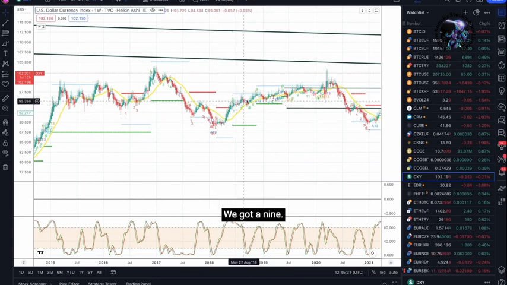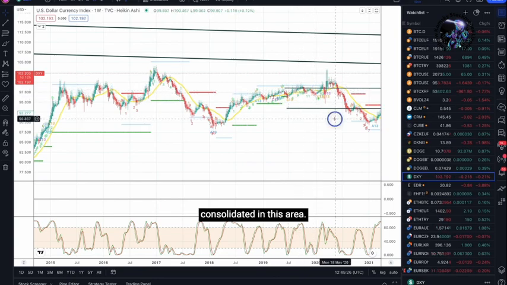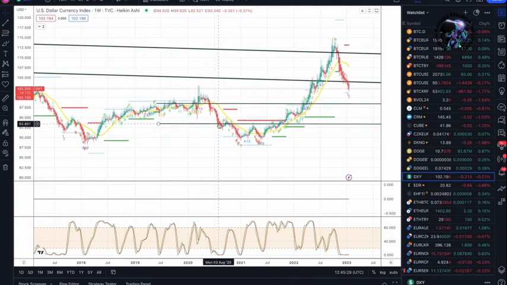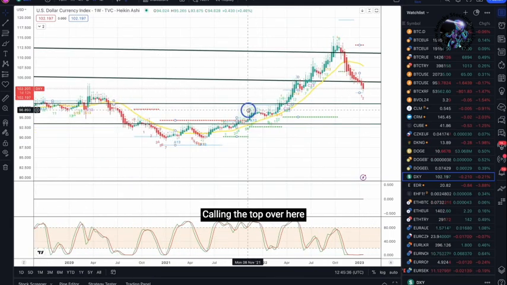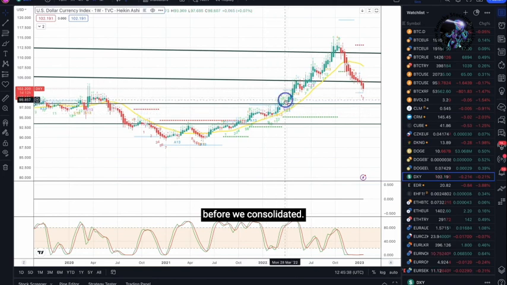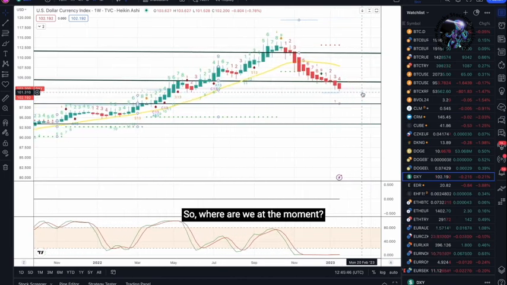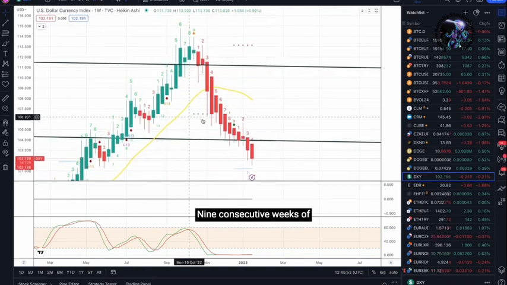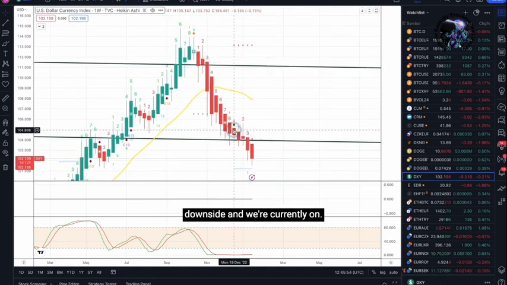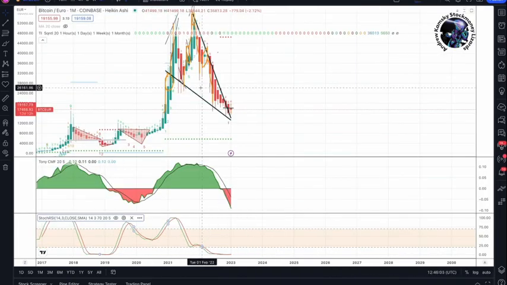We got a 9, a second bullish 9, a third bullish 9, and then we consolidate in this area. Then another 9, calling the top over here before we consolidated, following a 9, calling us the final top. So where are we at the moment? If we look at the DXY, what we're seeing is 9 consecutive weeks of downside, and we're currently on a very ugly fourth candle. This candle looks way, way different to this candle.